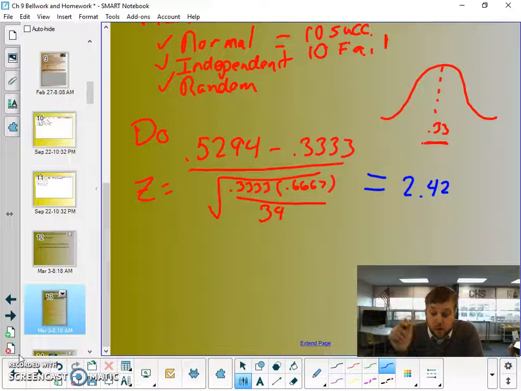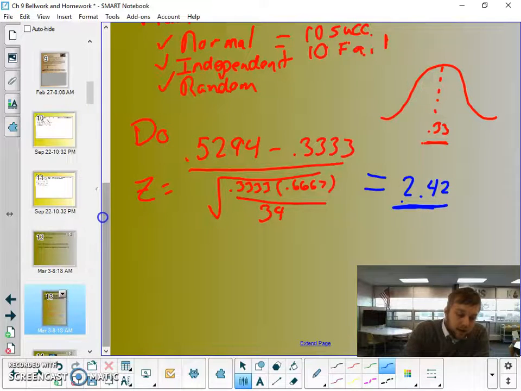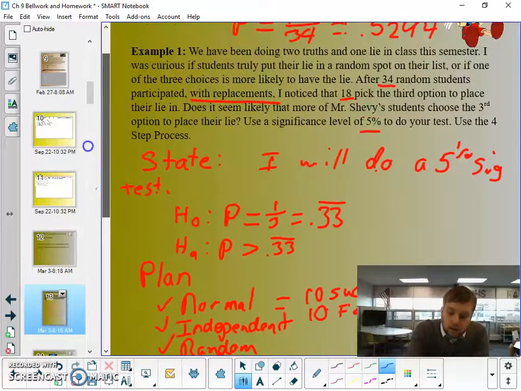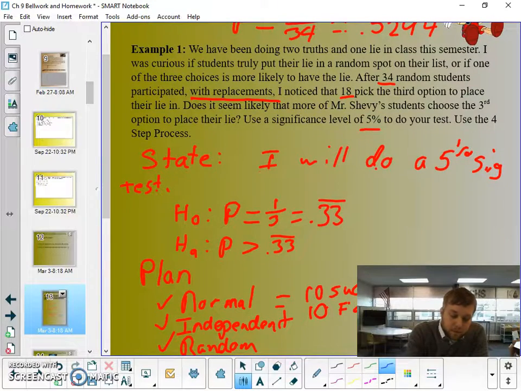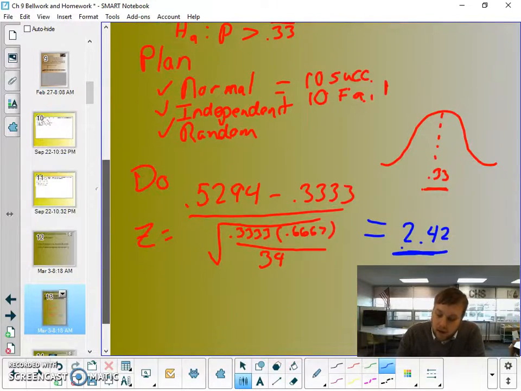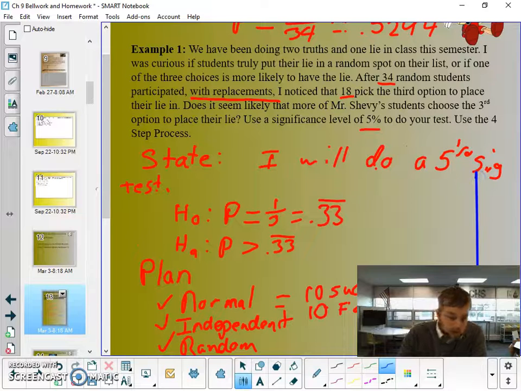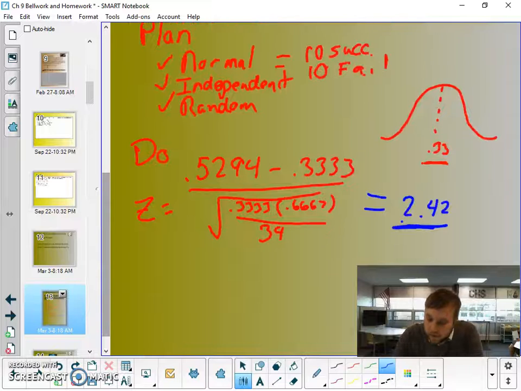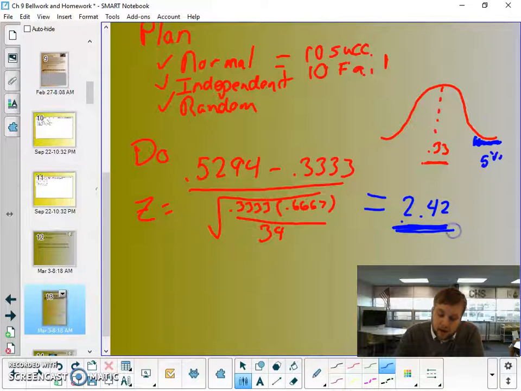After calculating it out, I got a z-score of this. Now remember, my significance level is at 5%. So that means I want, okay, if it's in this little area that holds 5%, I'm going to reject that sucker. So if I look at 2.542, where is this located?